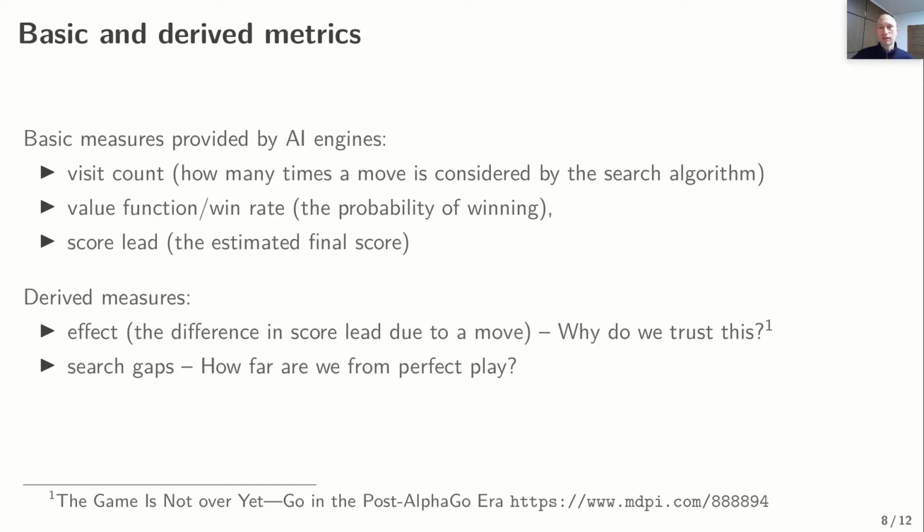Based on these basic measures, we defined first the effect, which is just the difference in the score lead due to a move. There is some estimate for the final score for a given board position, then a move is made, and then we take the estimate again, and take the difference of these two. It's quite a natural idea. And it turns out that this is quite a reliable and stable prediction about the outcome of the game.